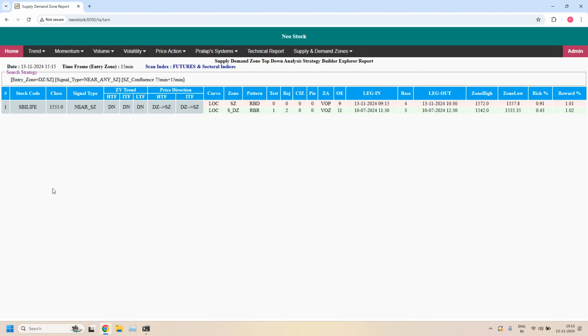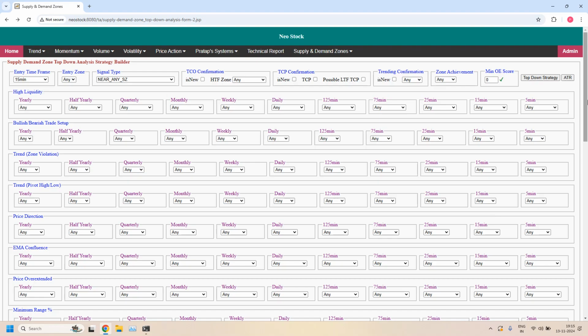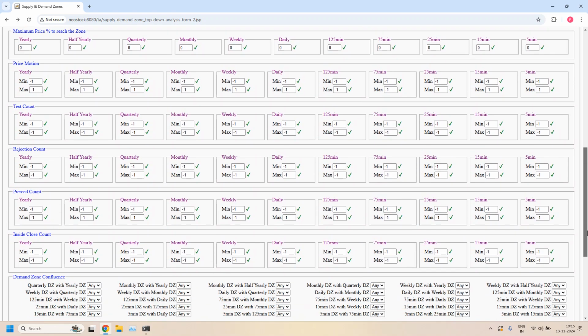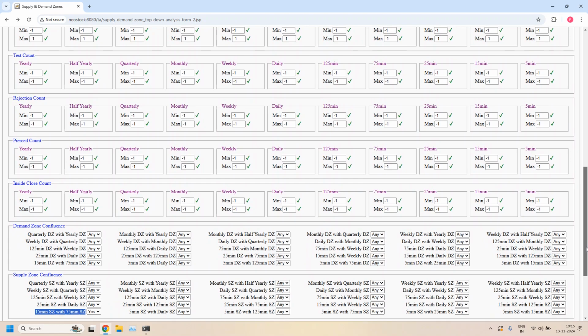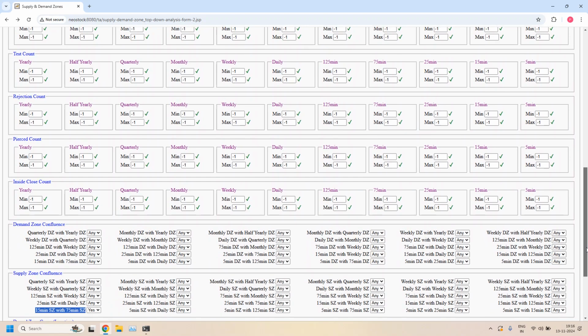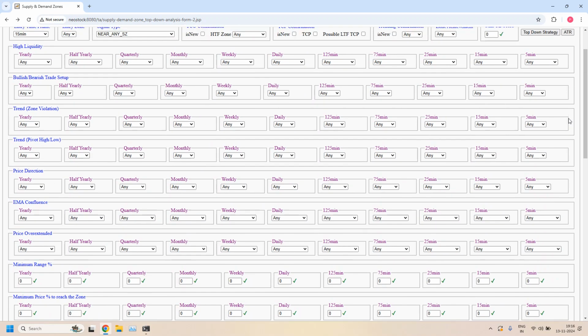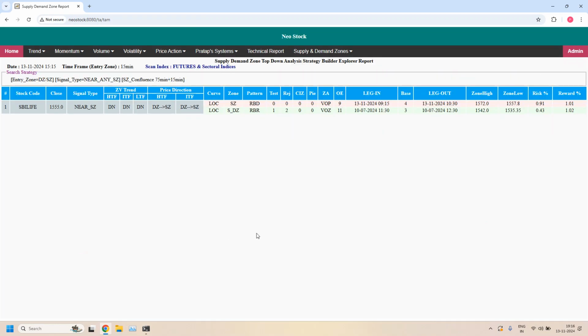Is this supply zone having ITF confluence? Let's verify. Oh sorry, already we set the filter, and from 12 we got only one stock. Sorry for my mistake. This supply zone, already here we have the filter. This 15 minute supply zone is part of the 75 minute supply zone.